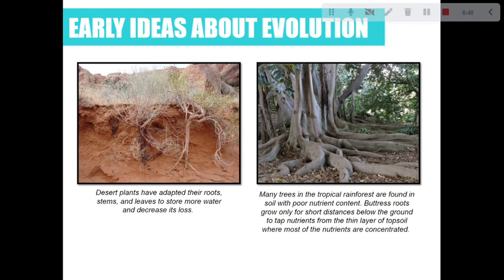So, here on the left, we have desert plants that have adapted their roots and their stems and leaves to store more water and decrease its loss, since deserts don't see very much rainfall. Well, on the right, we see that many trees in the tropical rainforest are found in soil with poor nutrient content. So, these roots pictured here grow only for short distances below the ground to tap nutrients from the thin layer of topsoil where most of the nutrients are concentrated.